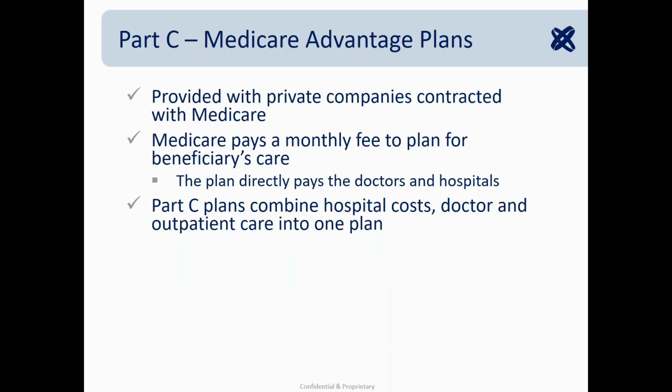Part C are Medicare Advantage plans. Those are provided with private companies contracted with Medicare. Medicare pays a monthly fee to the plan for the beneficiary's care, and the plan directly pays the doctors and the hospitals. Part C plans combine hospital costs, doctor, and outpatient care into one plan.